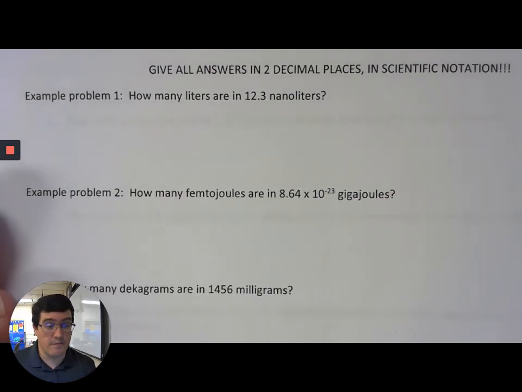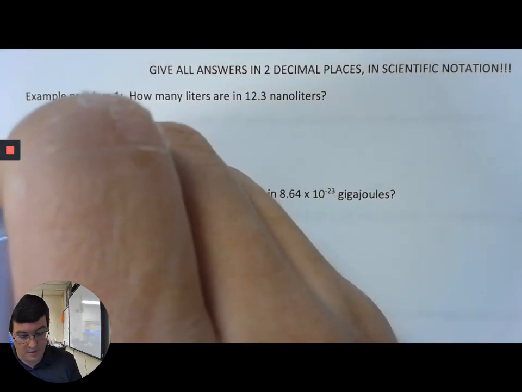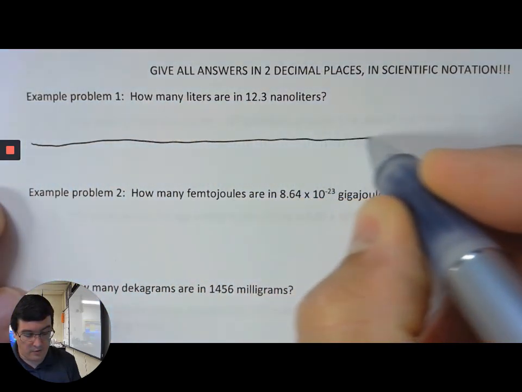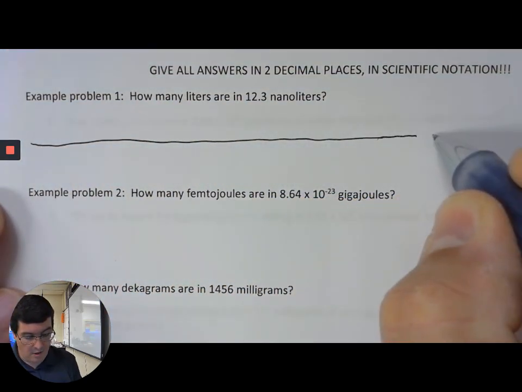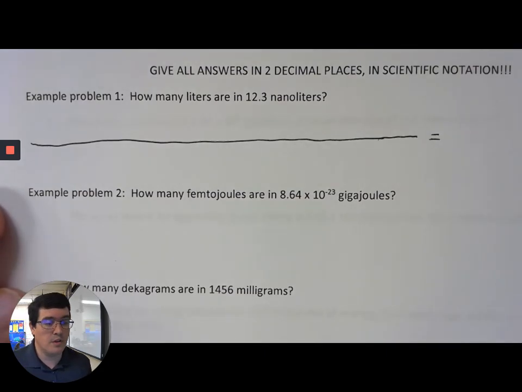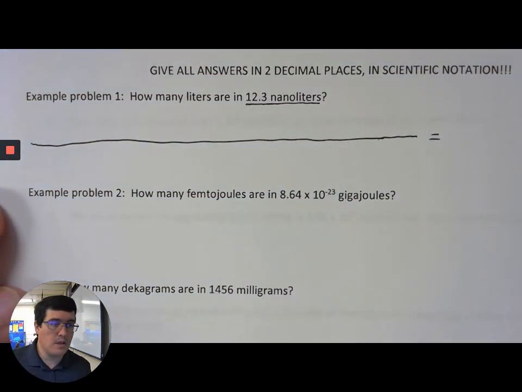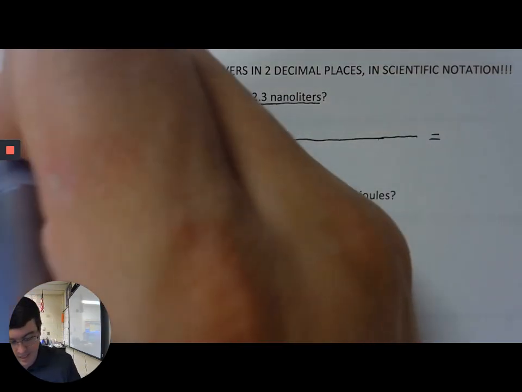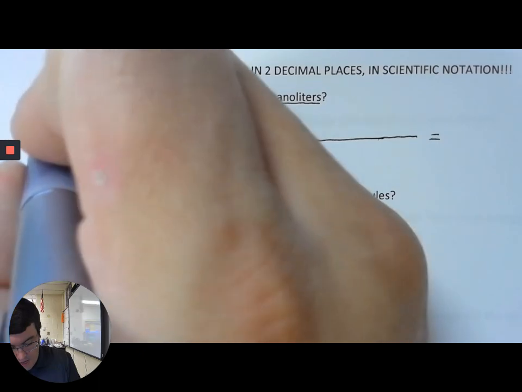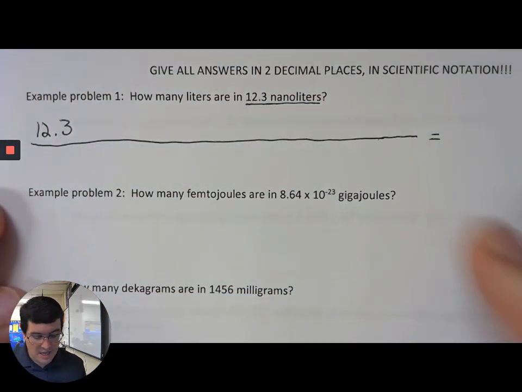Since both of these are conversions, of course, the first thing you've got to do is start your factor label system. I'm going to draw a nice long line here because I don't know how much work I'm going to need to do here. And just like every other problem we're going to do in chemistry, we are going to start with the number that's in the problem. So we have 12.3 nanoliters. So I am going to put 12.3 nano.